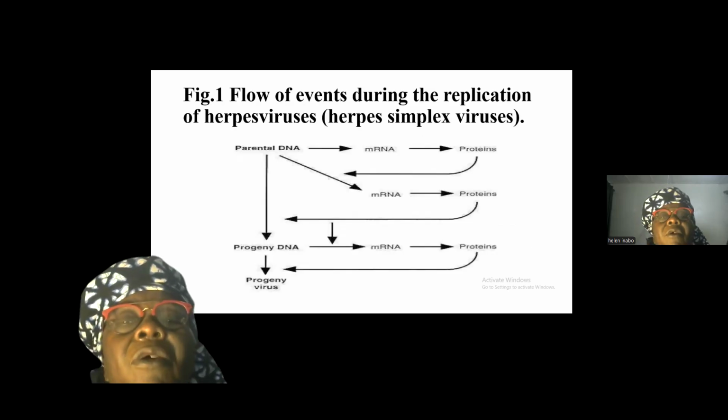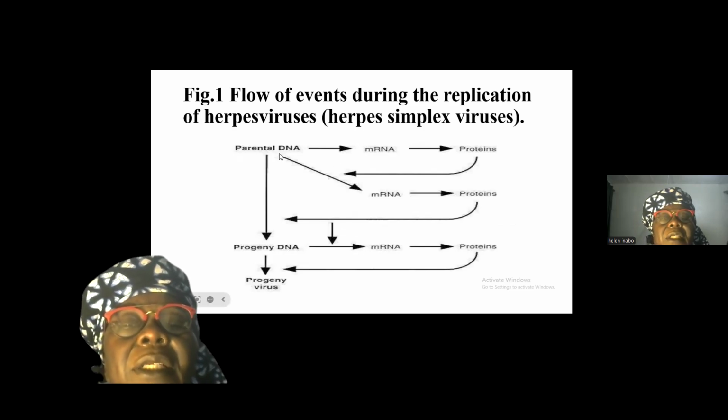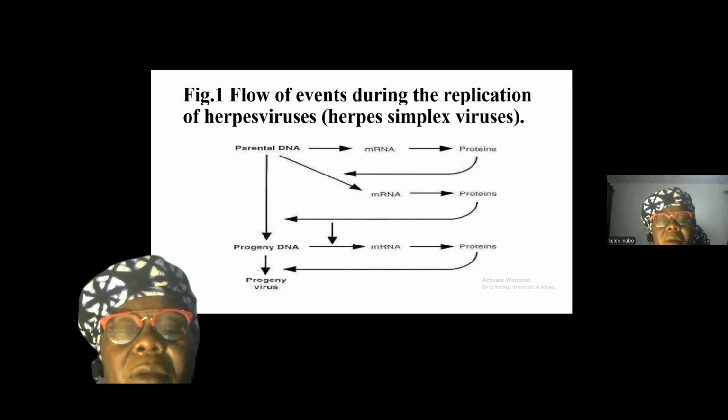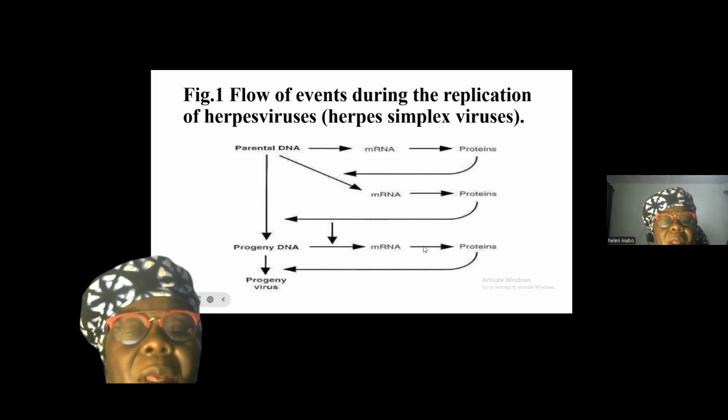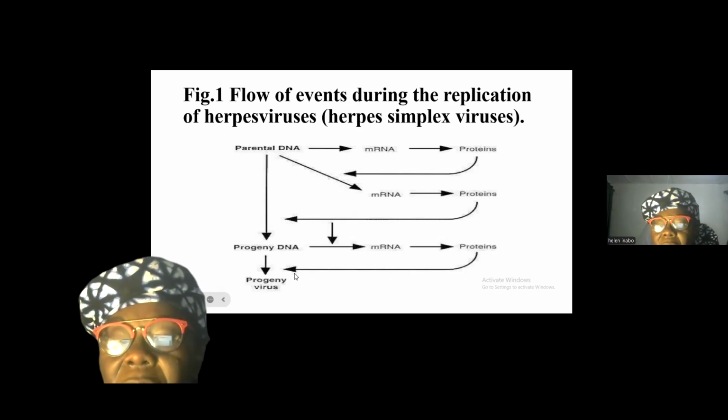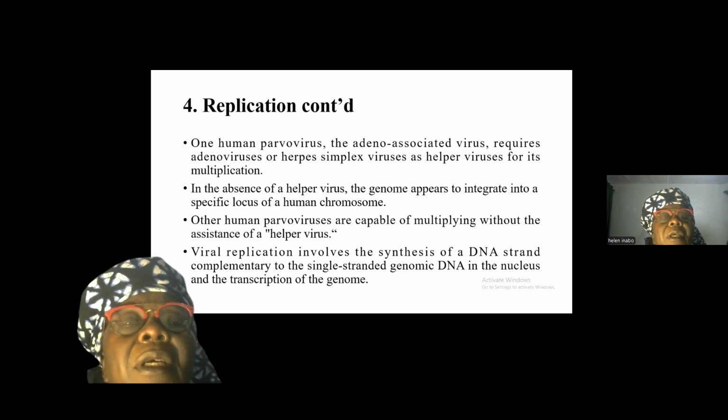Here is a flow of events during the replication of the herpes viruses. The parental DNA is transcribed into messenger RNA, which is then translated into proteins. This occurs in two cycles. Then the progeny DNA is transcribed from parental DNA, and this is included in the progeny virus.